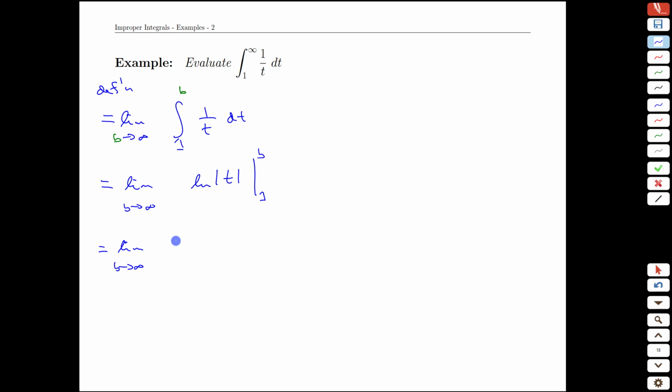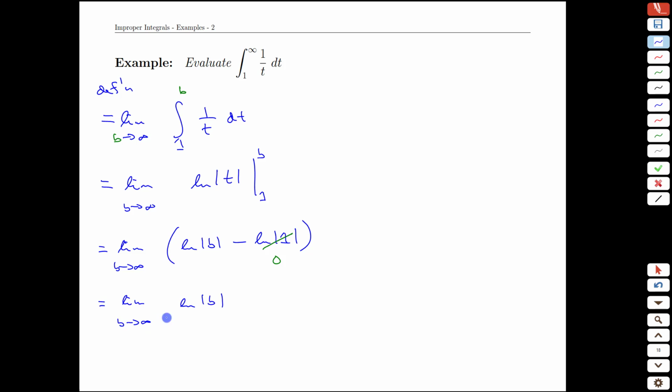Copy the limit here down. We're going to have ln of b minus ln of 1. All right, we can tidy that up. This is actually just 0. So we'll have the limit as b approaches infinity of ln of the absolute value of b.